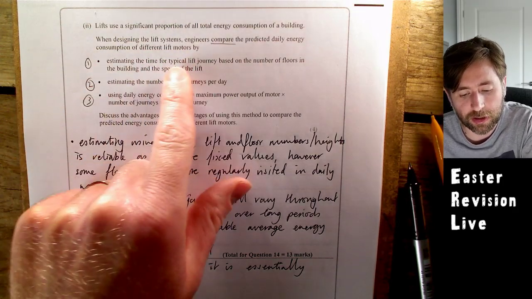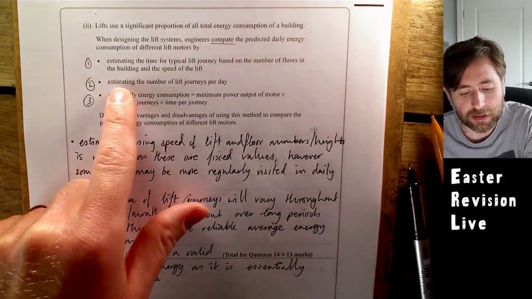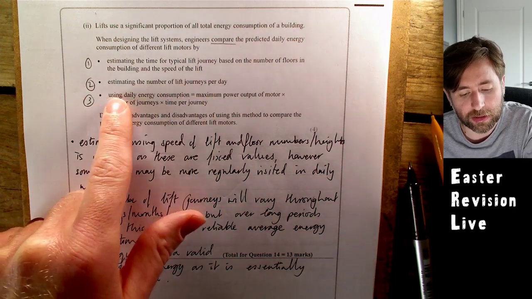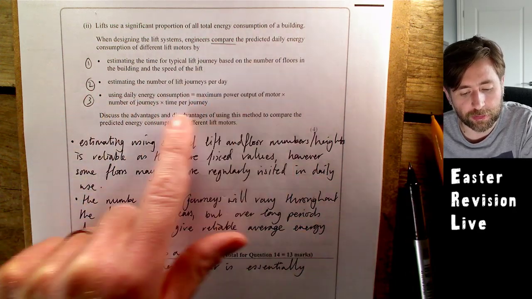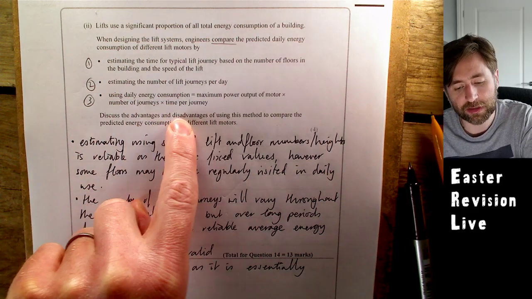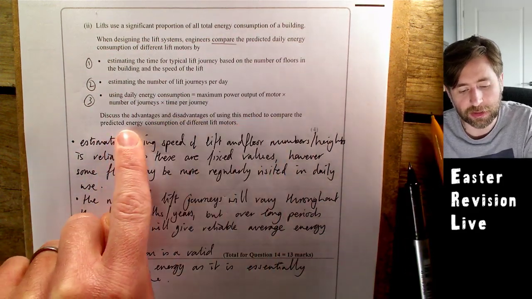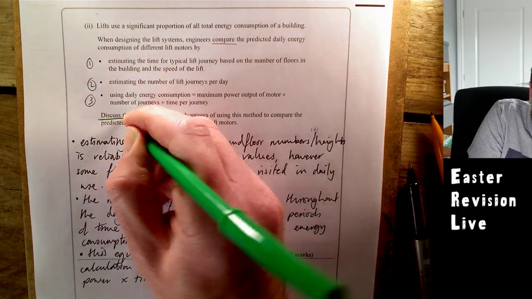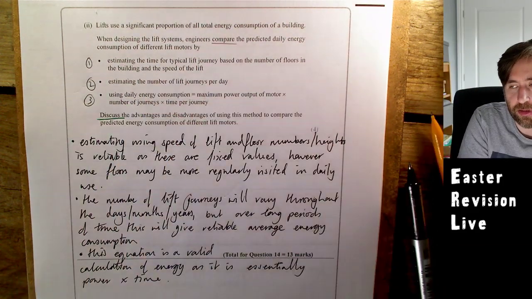They estimate the time for a typical lift journey. They estimate the number of lift journeys per day, and they use daily energy consumption, maximum power times number of journeys times time per journey. Discuss the advantages and disadvantages of using this method to compare the predicted energy consumption of the lift in different motors. So discuss is the key word there, right?